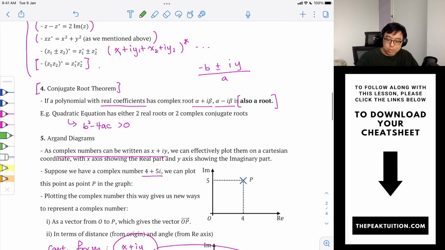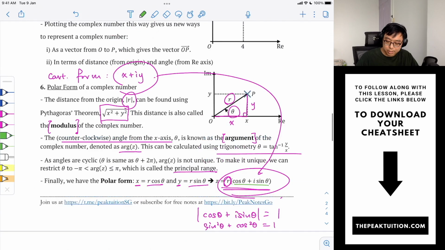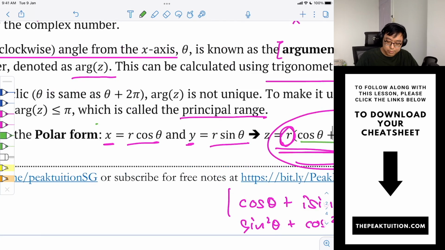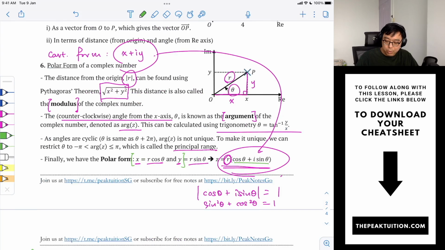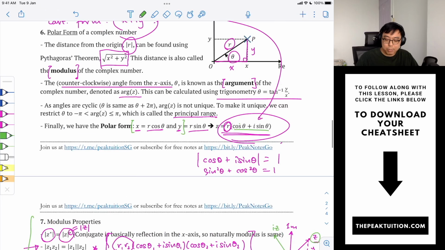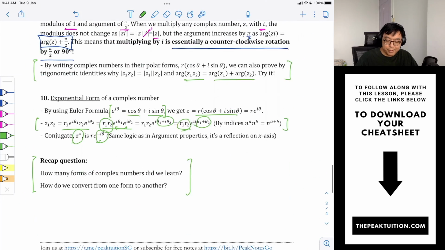For Cartesian to polar form, it is through this. And if you want to go back, we just simply calculate r cosine theta, and that's your x, and r sine theta to get y. So it's quite simple to transfer from polar form to Cartesian form. For exponential form, we just apply the Euler formula here.